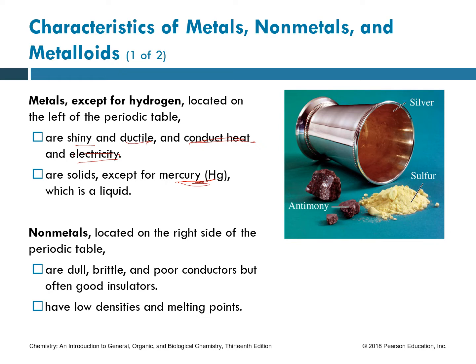Then non-metals are located on the right side of the periodic table. They are dull. Dull means they're not shiny. They are brittle, meaning they can easily be broken apart. So they are not ductile. If you hammer on them, they are easily going to break. They are poor conductors of electricity, but they are good insulators. So they're poor conductors of electricity and poor conductors of heat. And sometimes they are just non-conducting. They don't conduct heat, they don't conduct electricity through them. They have low density and they have high melting points.